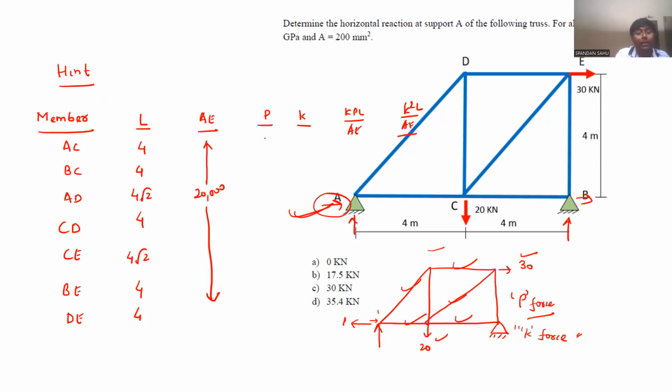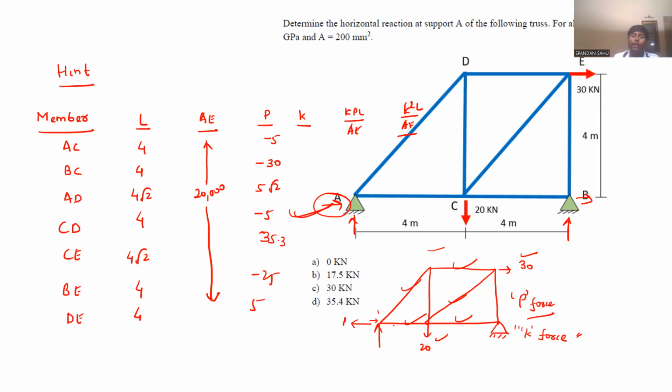So we are getting P force members here as -5, -30, 5 root 2, -5, 35.3, -25 and 5. Now tell me, when you take 1 unit force here, see, you have removed this external load and you have taken 1 unit force here. Check, 1 unit force you have taken here.